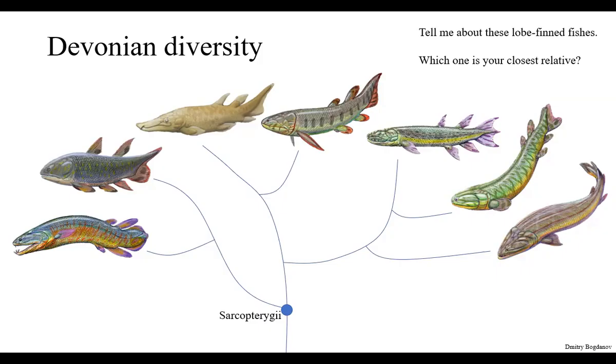Which one is us? Which one's the closest to us of all of these? One of these fishes, of those 7, is the one that's closest to tetrapods on land right now. Which one is it?